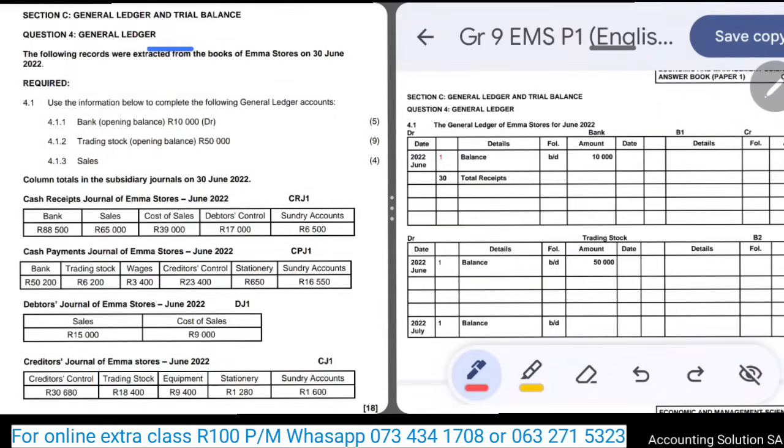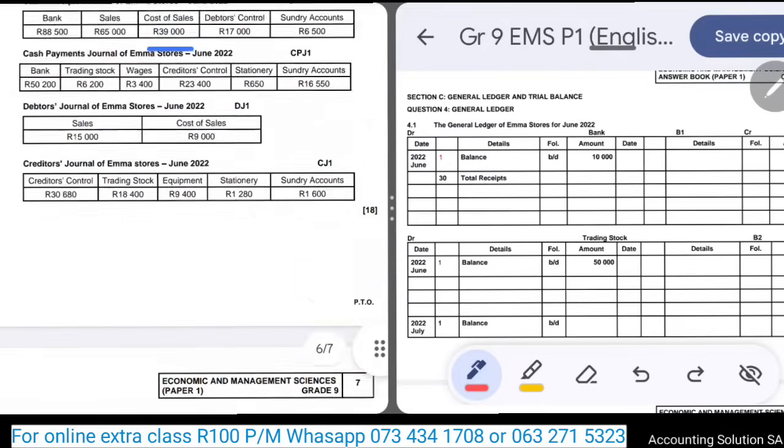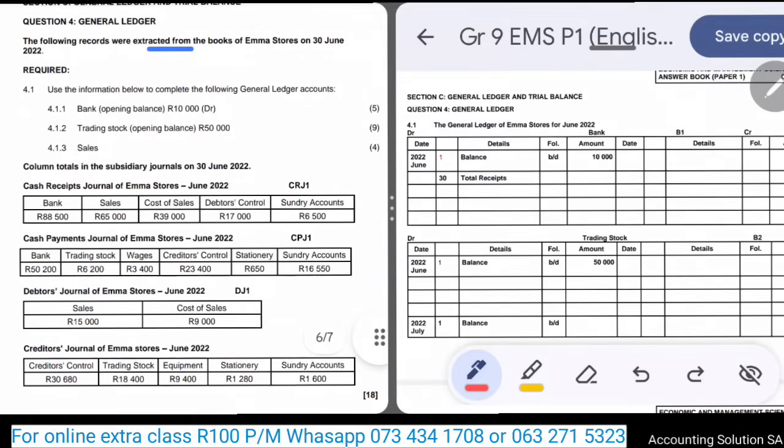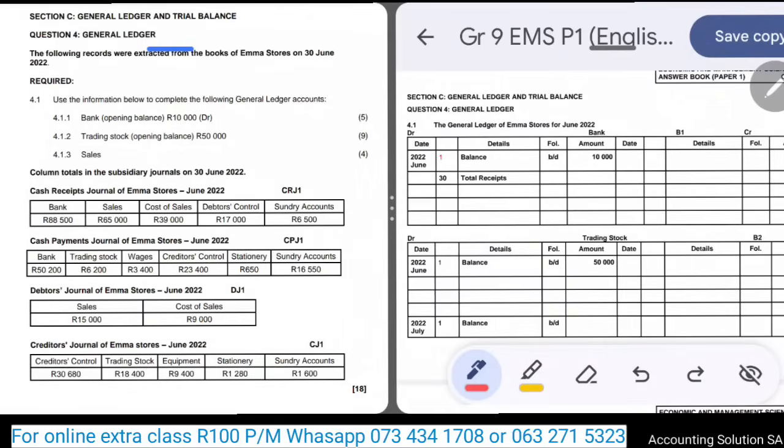Okay, the next question now is general ledger. We have to prepare the bank, the trading stock, and the sales. Okay, we've been given the information. You can see. Let's do this. Number 4.1.1.